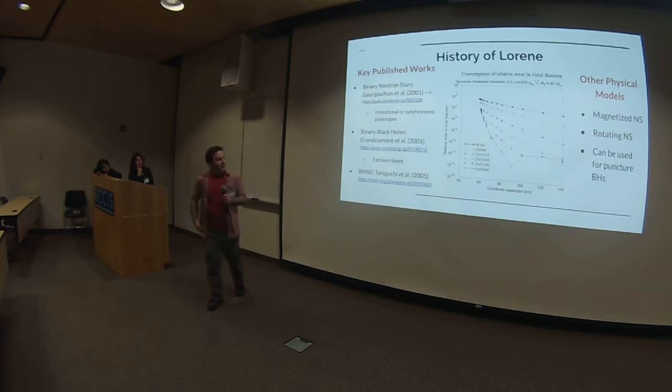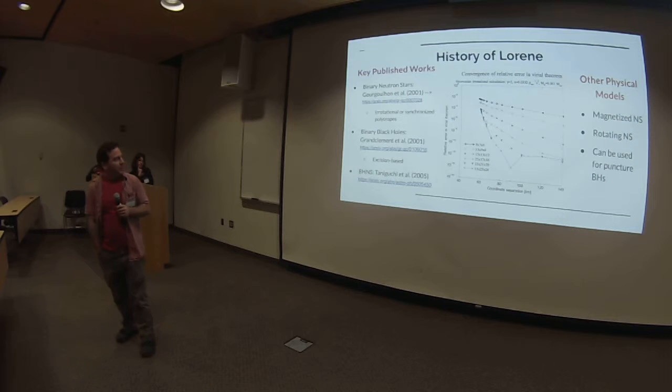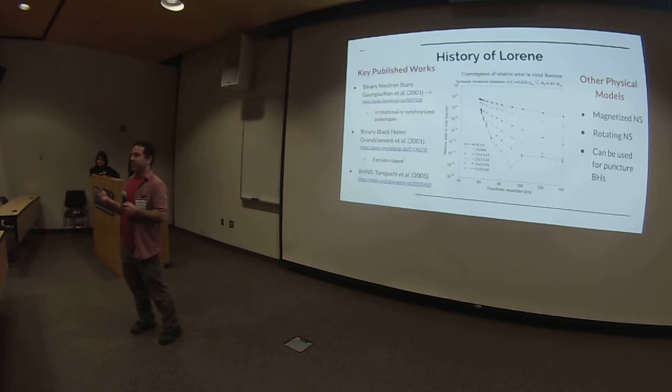So, like I mentioned, Lorraine is a pretty well-established code by now. The key papers for binary neutron stars and binary black holes date back to 2001. So it's been out basically for about 2 decades now. The neutron star work still kind of remains largely how people experience the code. It can solve for irrotational or synchronized neutron stars. Irrotational are now basically universally acknowledged to be the physically interesting case. So the vast majority of the work goes into that now.